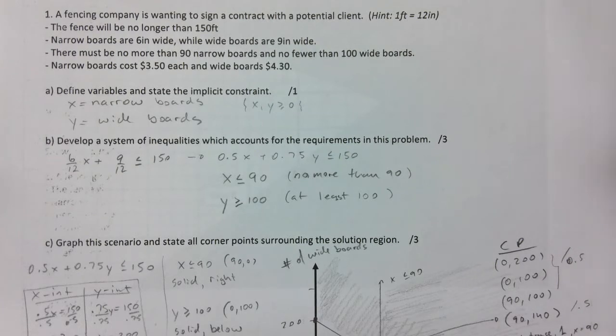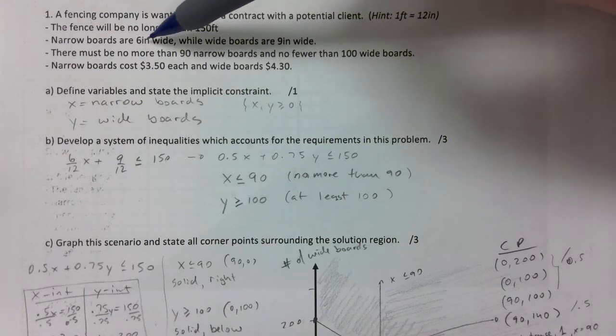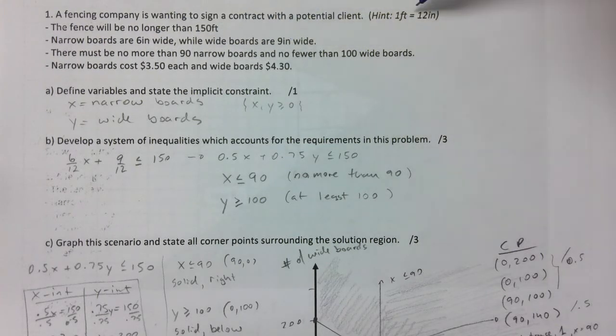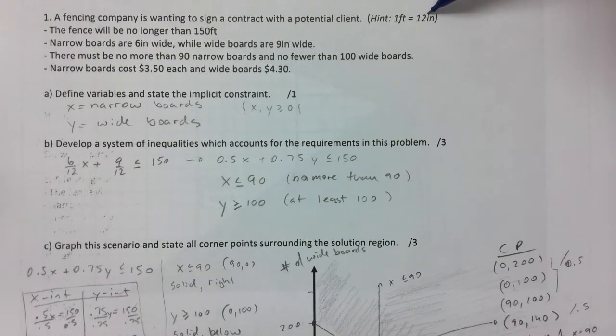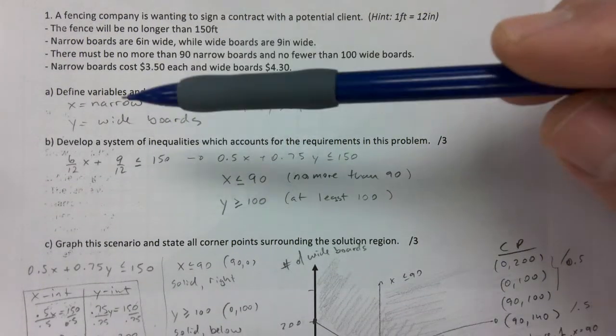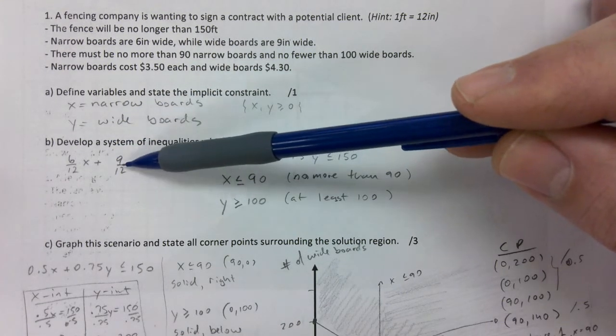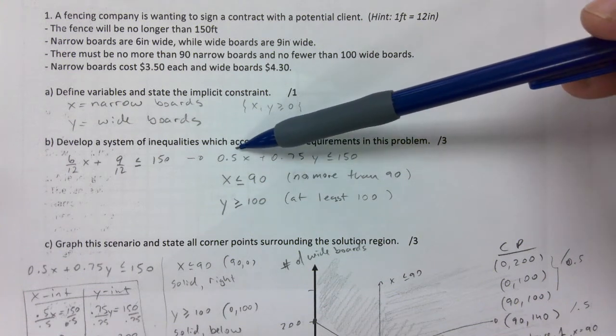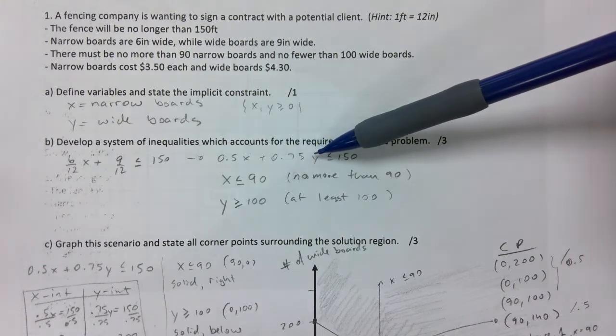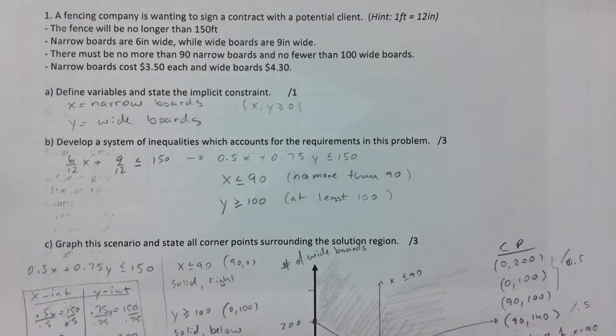Develop a system of inequalities which accounts for the requirements in this problem. Now, just like when there's minutes and hours, you have to have everything in minutes or everything in hours. It has to be 1 unit. It tells us that the narrow boards are 6 inches wide and the wide are 9 inches. Just to make sure, I give you a hint there as well, so you had that advantage. You either just go 6 divided by 12 to get 0.5x, and 9 over 12 inches, that's 0.75. So half a foot for every narrow board, 0.75 or 3/4 of a foot for a wide board, and the combination of that has to be less than or equal to 150 feet.